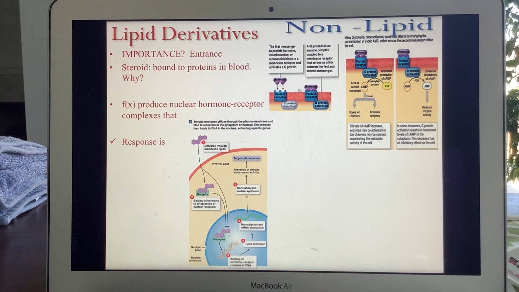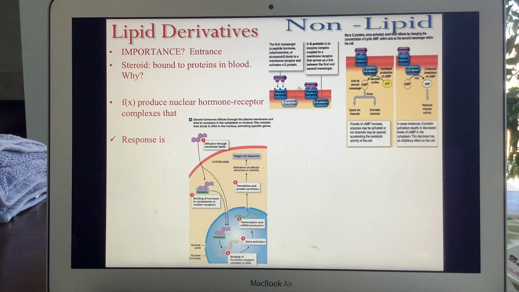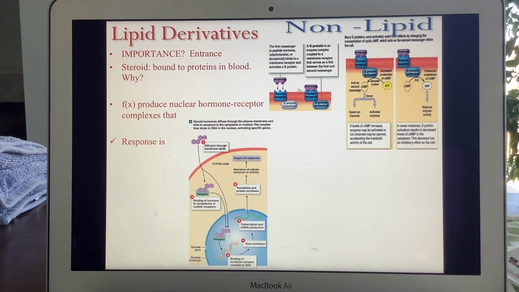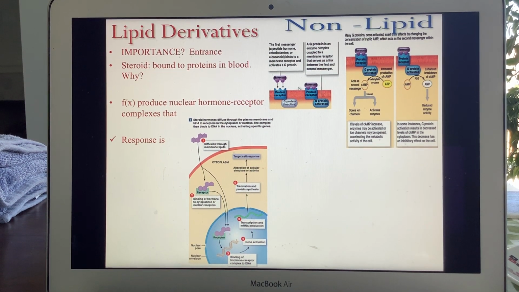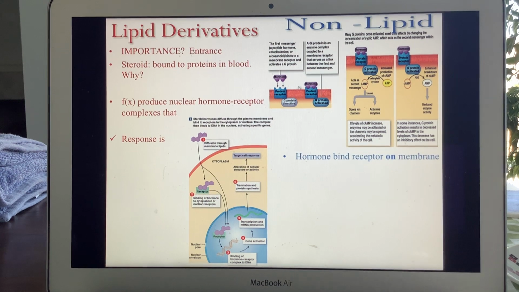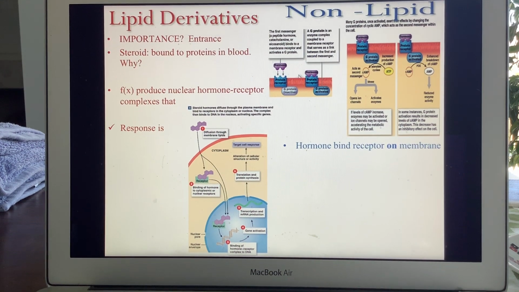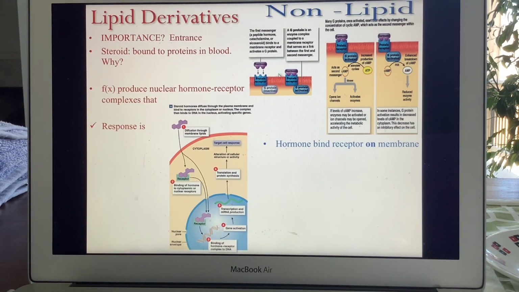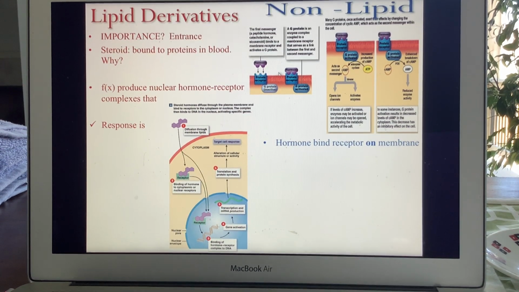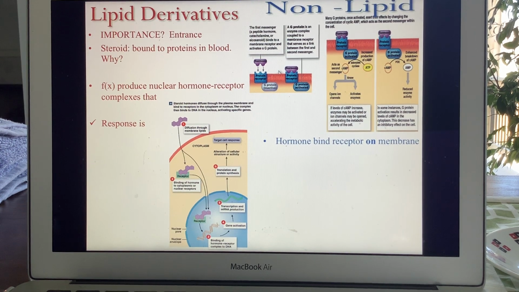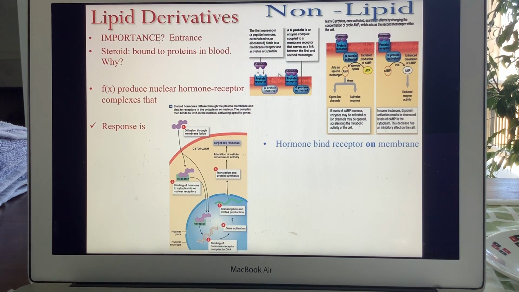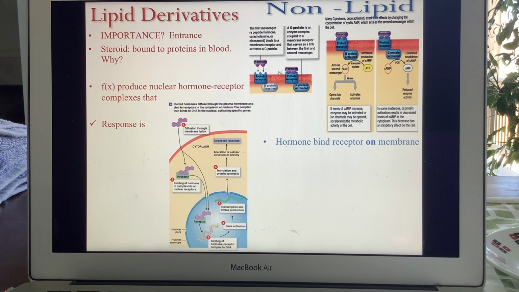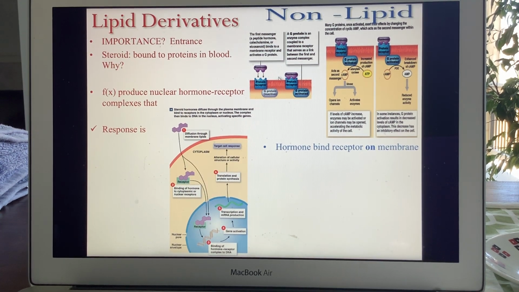That's very different from non-lipid hormones. When we talk about non-lipid hormones, that means they're going to be proteins. Proteins can't slide through a membrane. So because of that, the hormone has to bind to a receptor that is on the membrane. That's very important. Protein hormones have to bind to a receptor that's on the cell membrane. That's their target cell. And that's just because they can't go through a cell membrane.